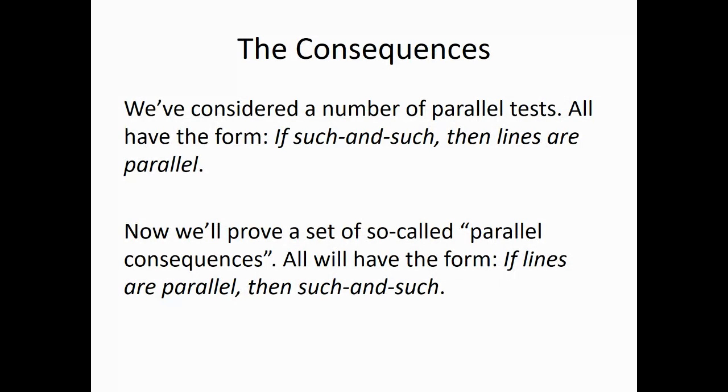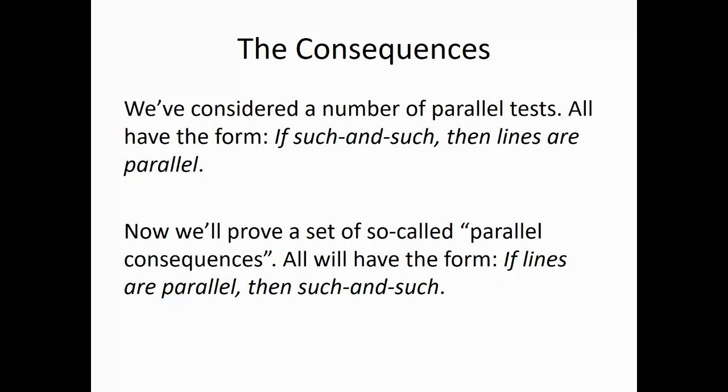What we had before was this. If some condition holds, when two lines are cut by a transversal, then we may say that the lines are parallel. Those were the tests. Again, in all the tests, we conclude that lines are parallel. Now, when we form the converse, instead of concluding that lines are parallel, we will be given that lines are parallel. So all the theorems that we're about to consider, the so-called consequences, have this form.